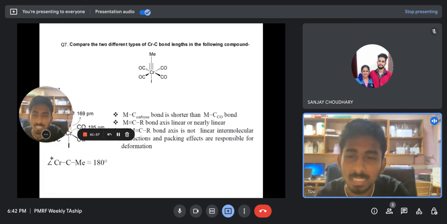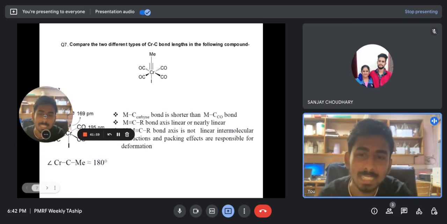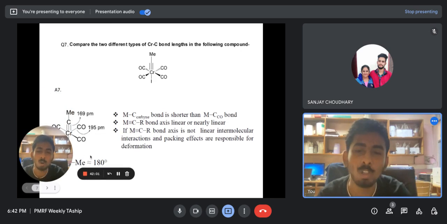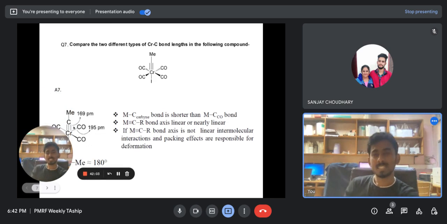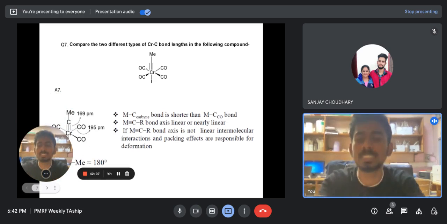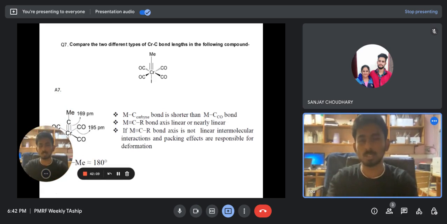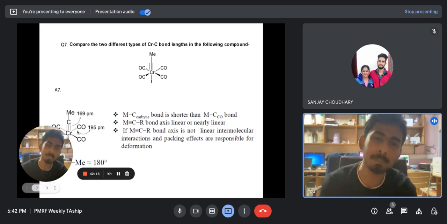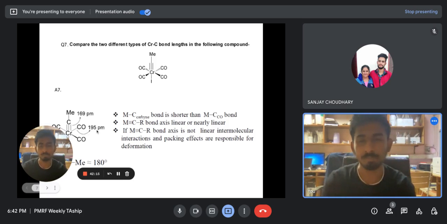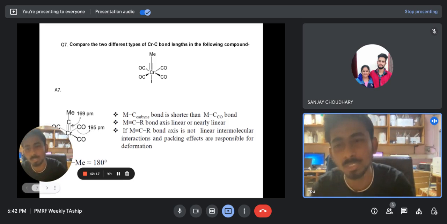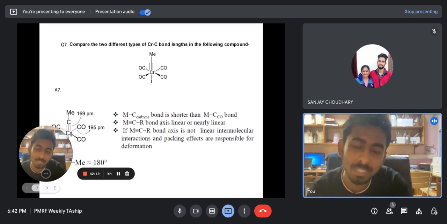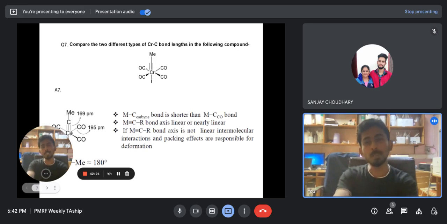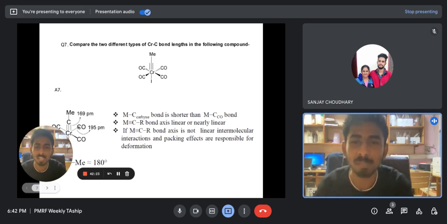You can also see that the chromium C-methyl angle is almost 180 degrees. That suggests that it is a completely linear system. And in a linear system, the chromium carbon bond is such that C is sp in nature. But what happens in this case, the chromium carbon bond is 195 pm, not that much lower compared to this chromium C, because there can be a resonance structure where a double bond will occur between this chromium and carbon.